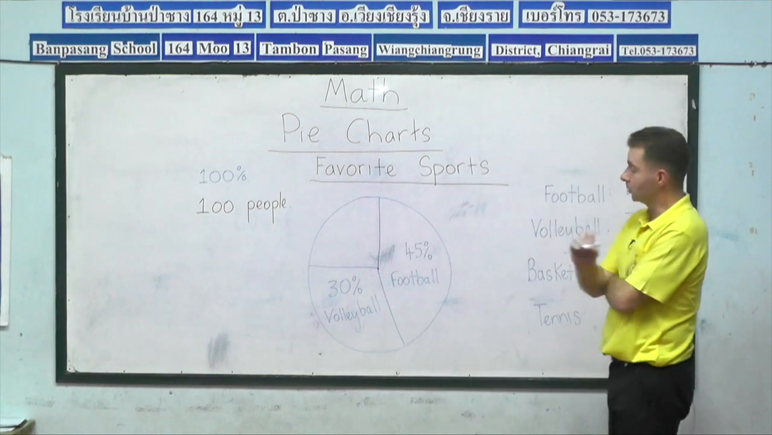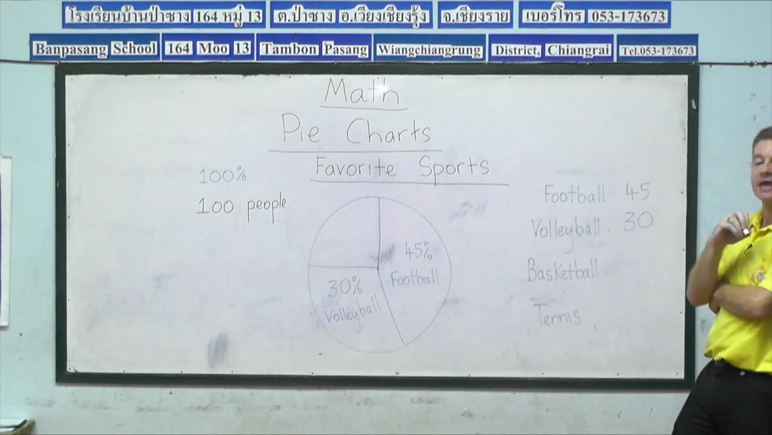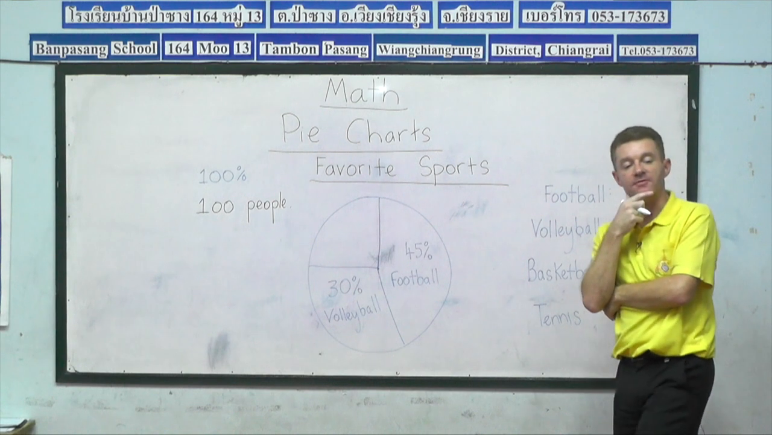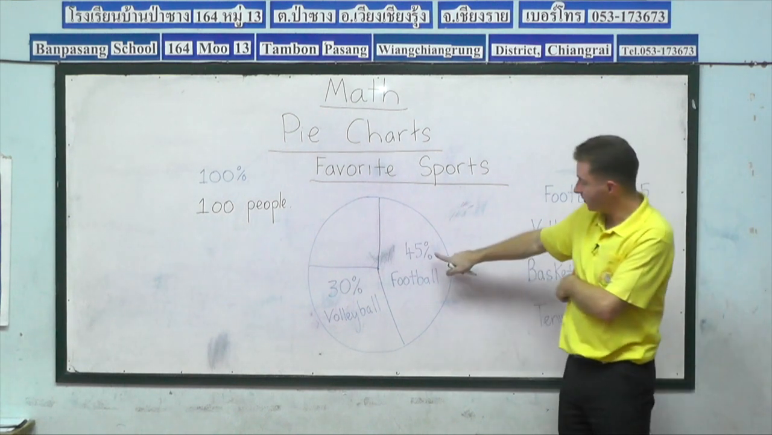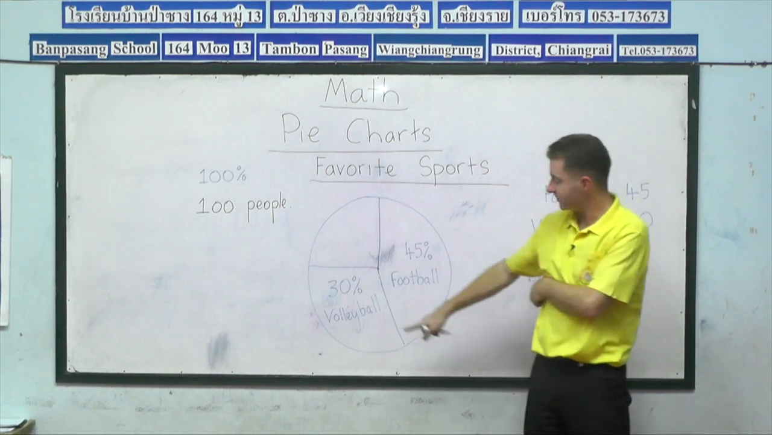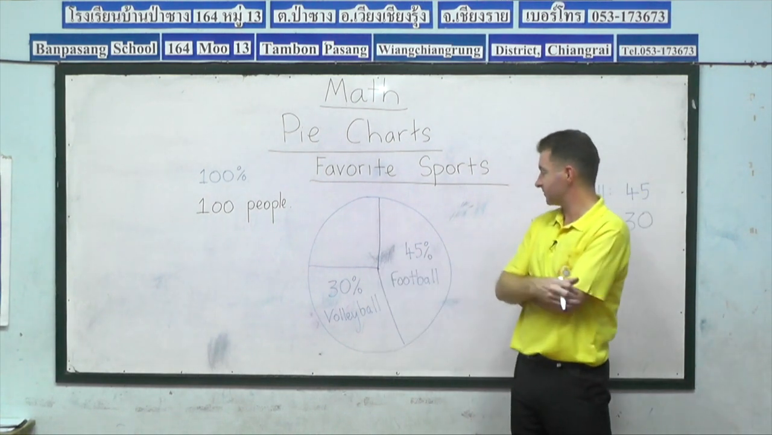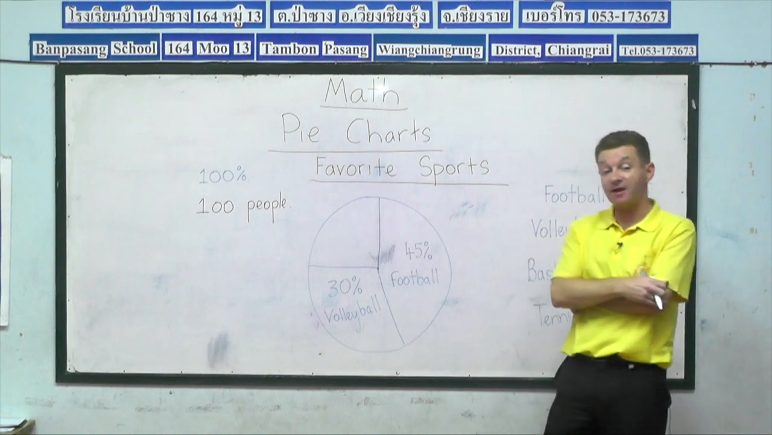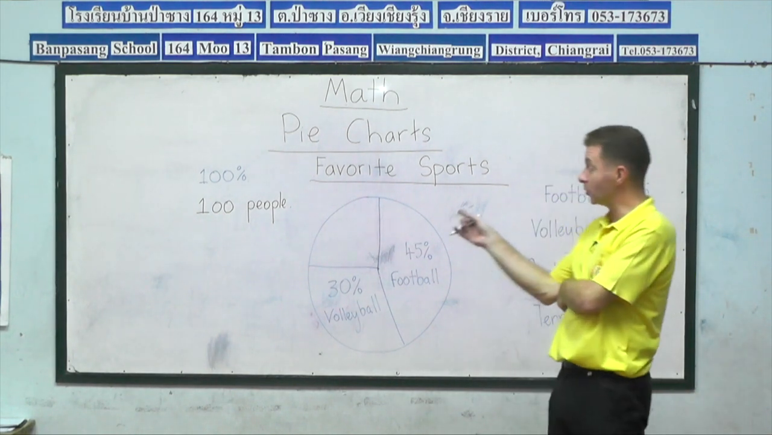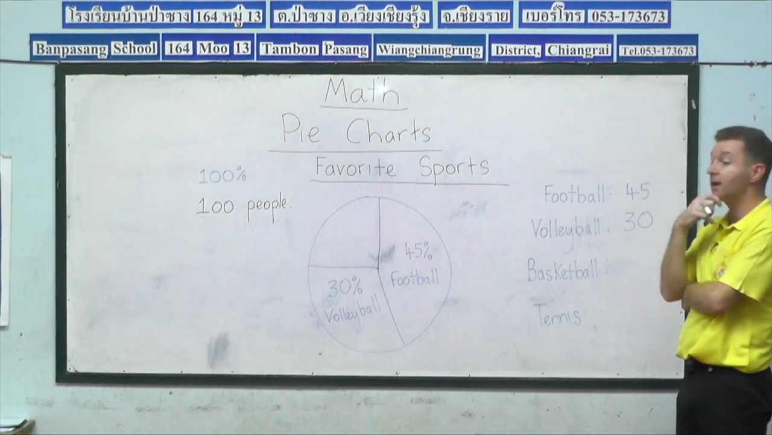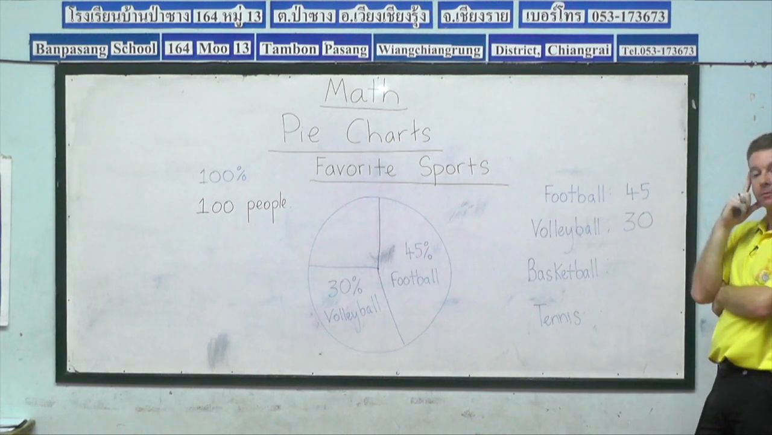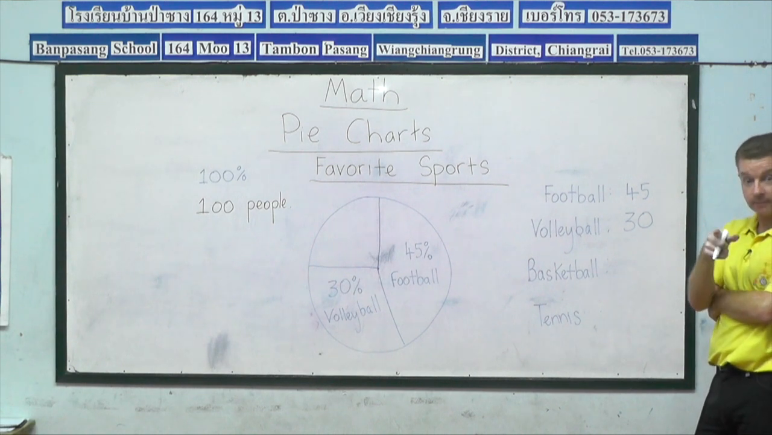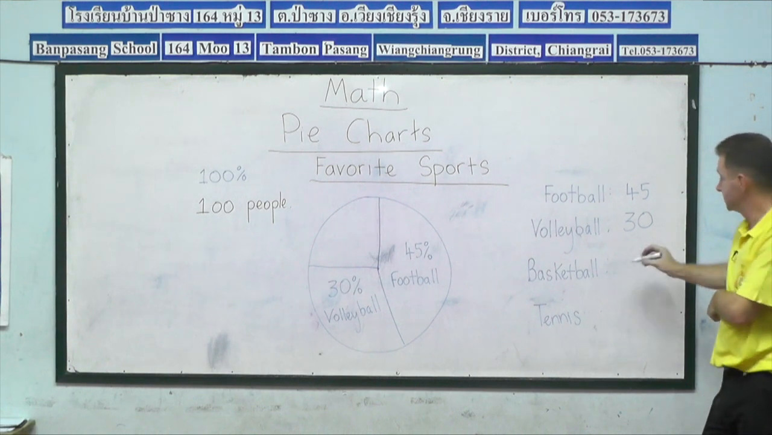Volleyball. So what's 45 and 30 put together, added together? 75. So far we've got football 45%, volleyball 30%. So that's already 75%. So that means we've only got 25% left because everything needs to come to 100. So how about basketball? How many people would say basketball? 22. Okay, so that's nearly complete.